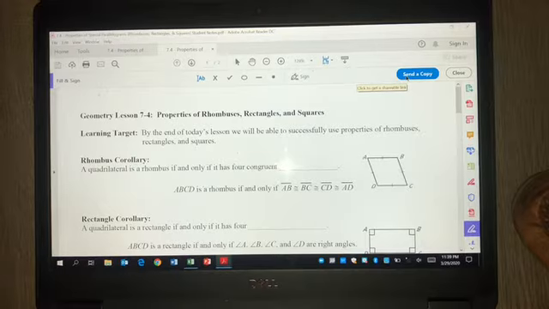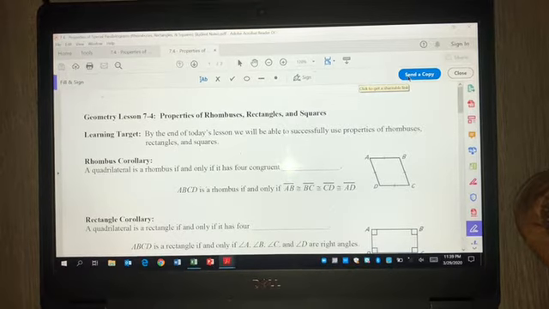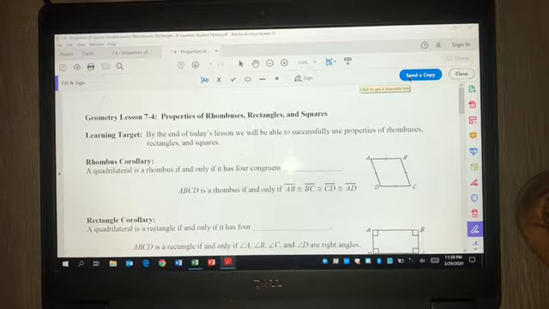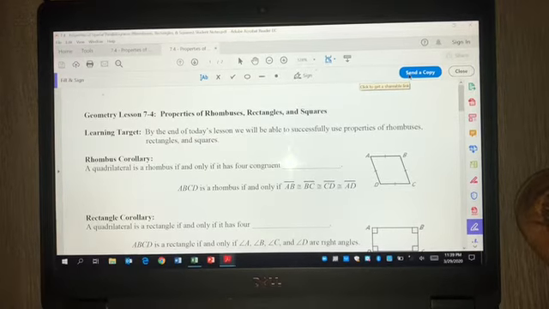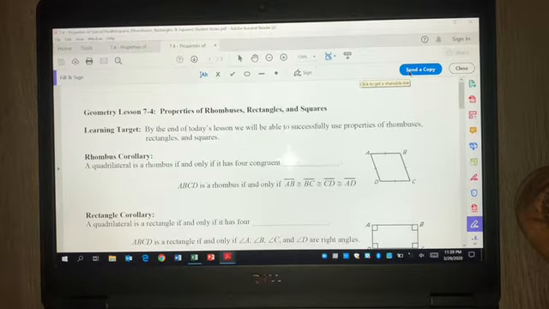On this video, I'm doing it from my computer, and so I'll just be filling in the notes. We're going to be talking about special parallelograms, rhombus, rectangles, and squares. So let's get right into it. By the end of today's lesson, we'll be able to successfully use properties of a rhombus, rectangle, and square.